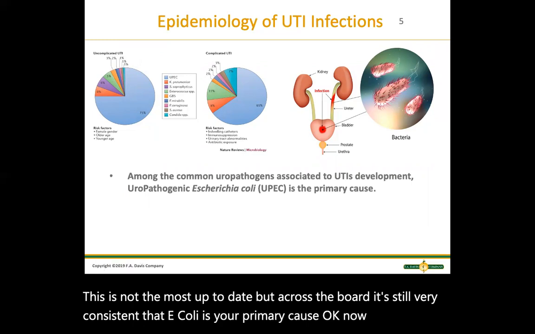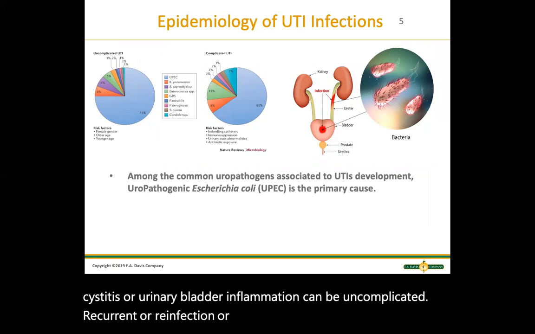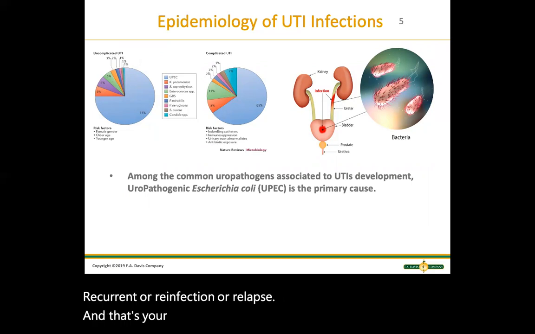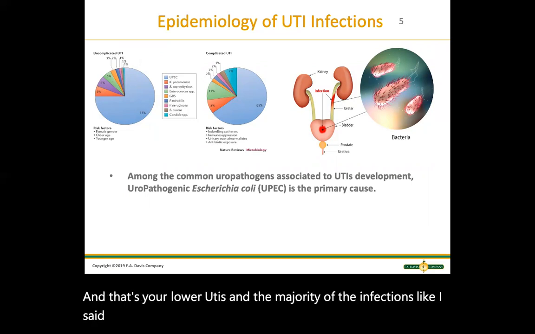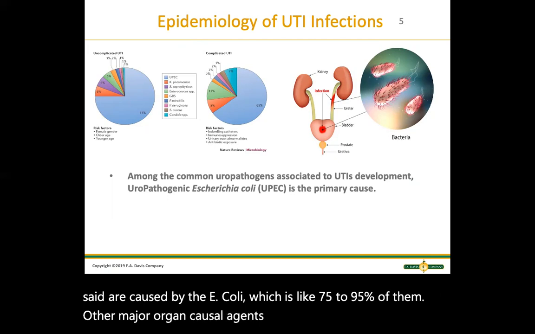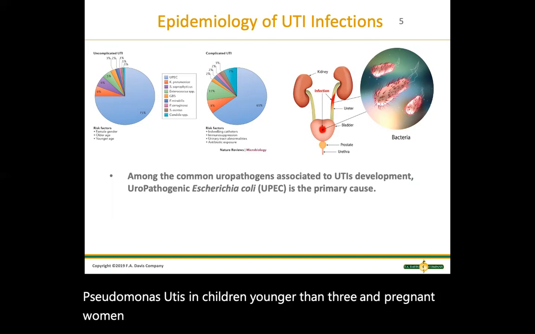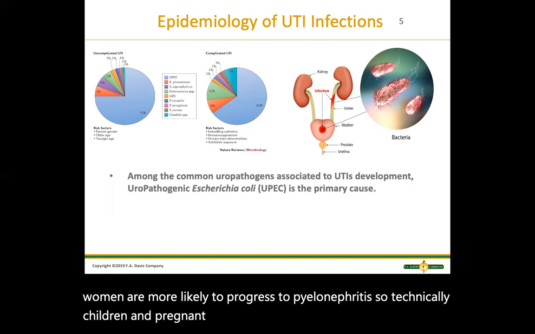Now, keep in mind, cystitis or your urinary bladder inflammation can be uncomplicated, recurrent, or reinfection or relapse. And that's your lower UTIs. And the majority of the infections, like I said, are caused by the E. coli, which is like 75 to 95% of them. Other major causal agents are Staphylococcus and Pseudomonas, all right? UTIs in children younger than 3 and pregnant women are more likely to progress to pyelonephritis. So technically, children and pregnant women tend to be considered a complicated UTI, okay?